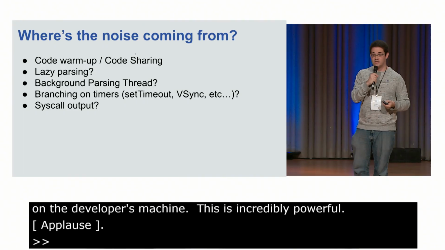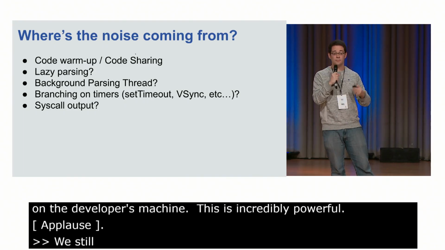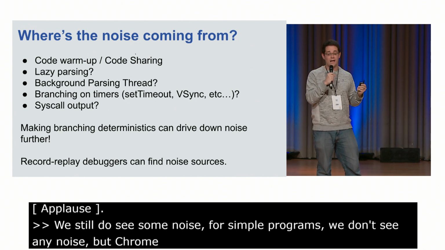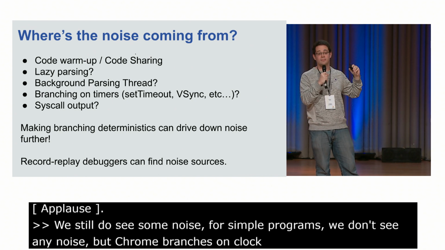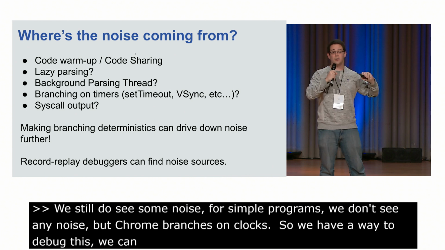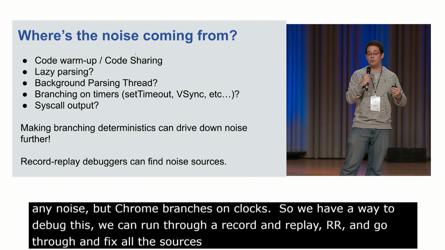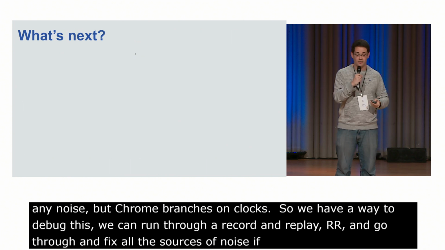We still do see some sorts of noise. For simple programs, we don't see any noise, but Chrome does branch on things like clocks. The good part is that we do have a way to debug this. We can run through something like a record and replay tool like RR, and we can go through and fix all the sources of noise if we wanted to. But right now, we haven't done that yet because the results are good enough.